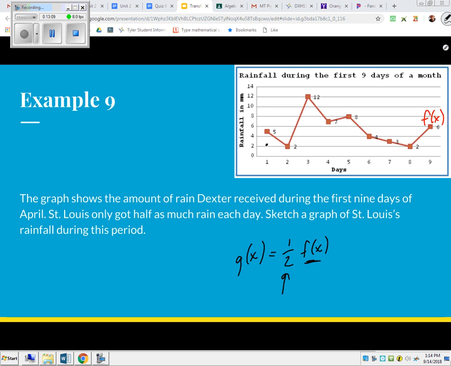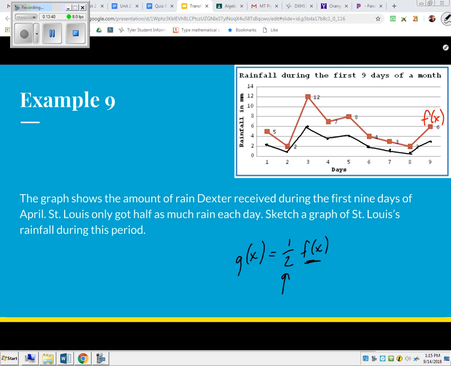So the 2 becomes a 1. 12 becomes a 6. 7, a 3.5. There, 1.5. Here, and then 1, and then 1, 2, 3. So if they got exactly as much rain, I would go through, connect these dots. It would look like this.